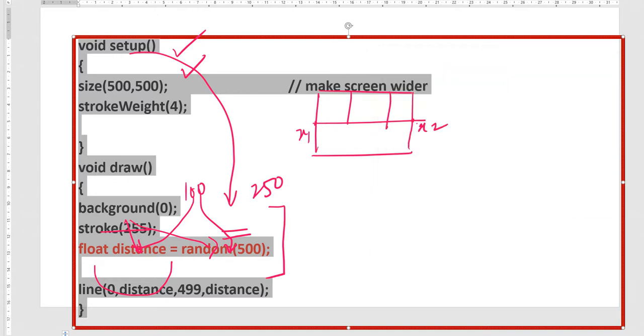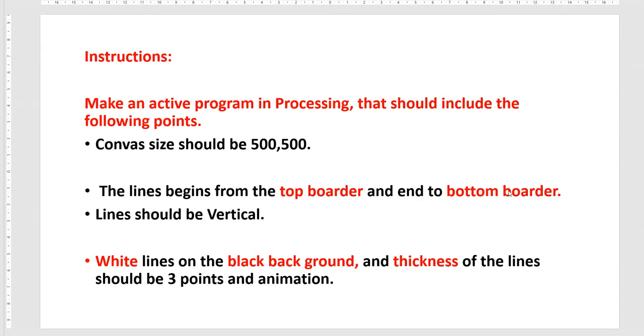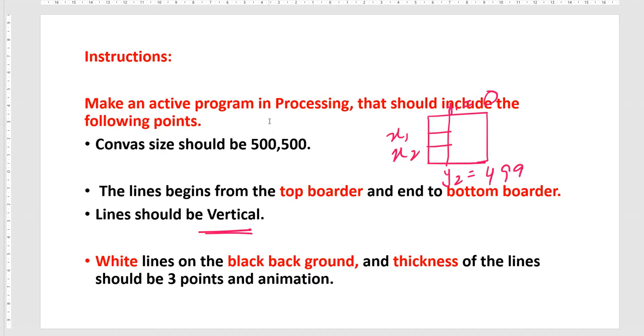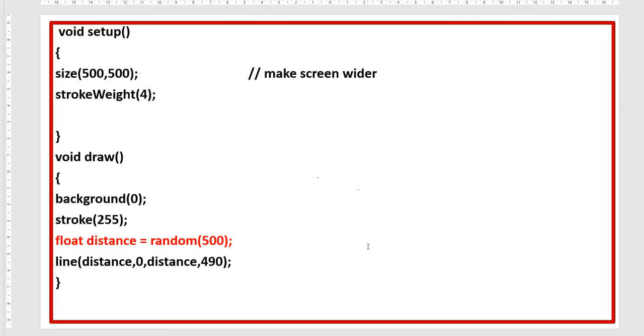Next is the same scenario. Everything is the same, but our line should be vertical. If you know very well how to make the horizontal line, then this is very easy. It means our y1 will start from here, which is 0, and y2 in the line function is 499. For this, x1 and x2 should be the same. First again you have to write it in your processing software and run it. If you have some error, the system will let you know. In this way you will learn more. Otherwise you can go and check the solution here.